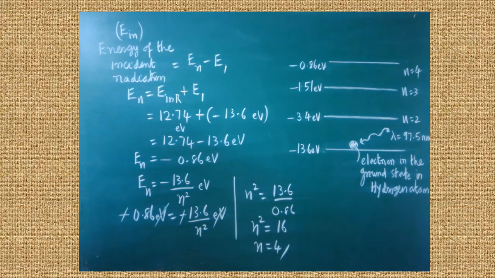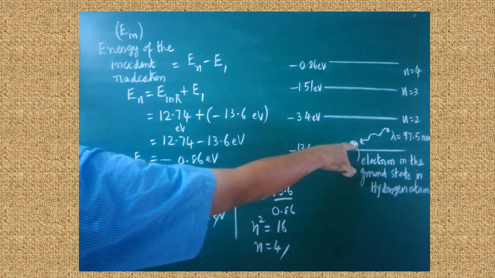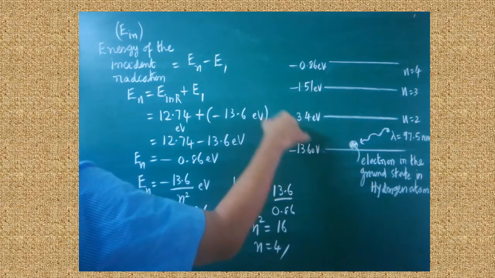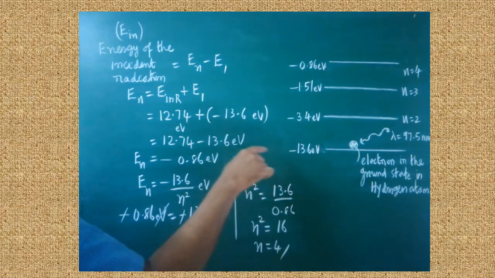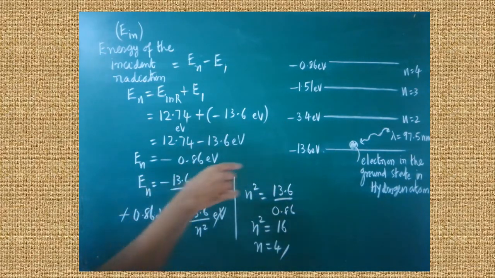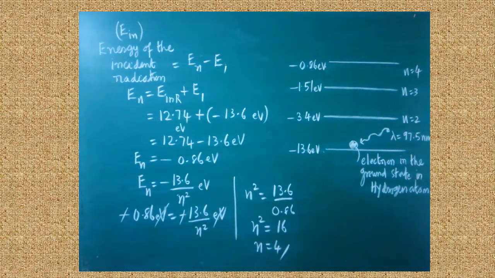It shows that if you give this much amount of energy, how much? 12.74 electron volt, that is the energy of the incident photon. If you give that much energy, the difference between these two levels is how much? 12.74. So after absorption, that one will go up to which level? The fourth orbit, that is the fourth energy state. This is 1, this is 2, this is 3, this is 4.